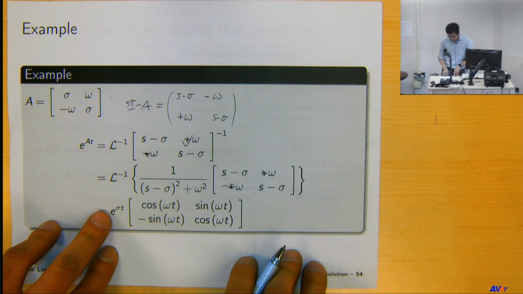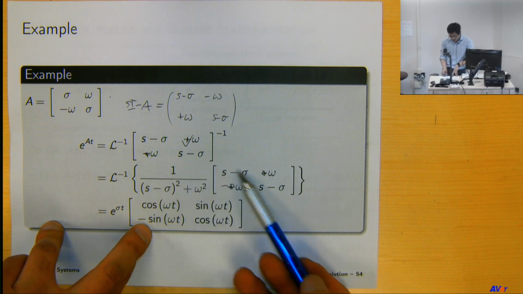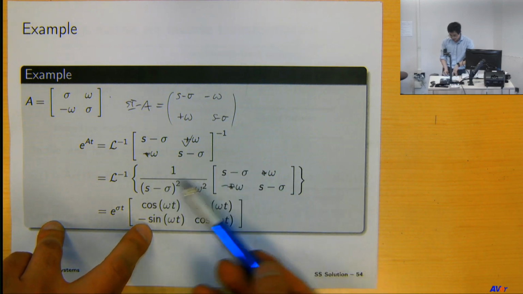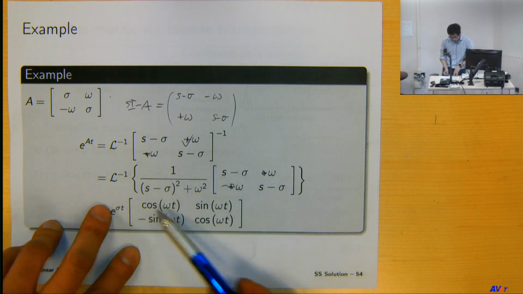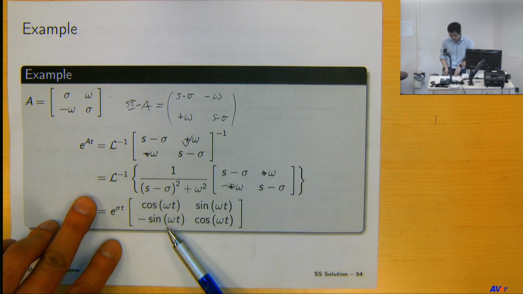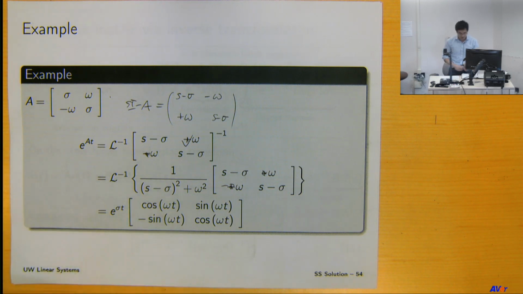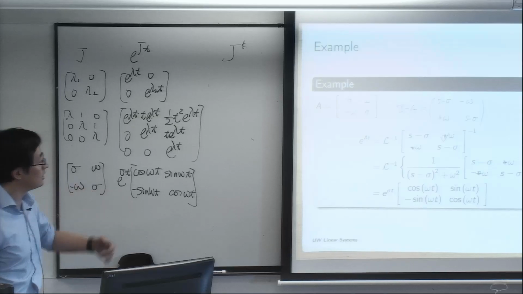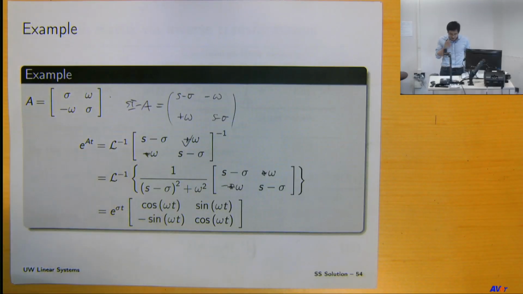So you can do the inverse, right? You can compute the inverse of this Laplace domain quantity. Just look up the table, then you can see that this is cosine, sine, and exponential. That's how you can get this quantity quickly. So that's the continuous time case.